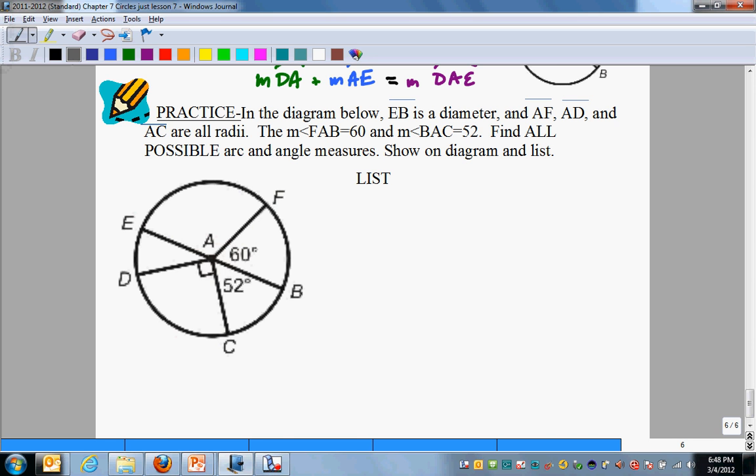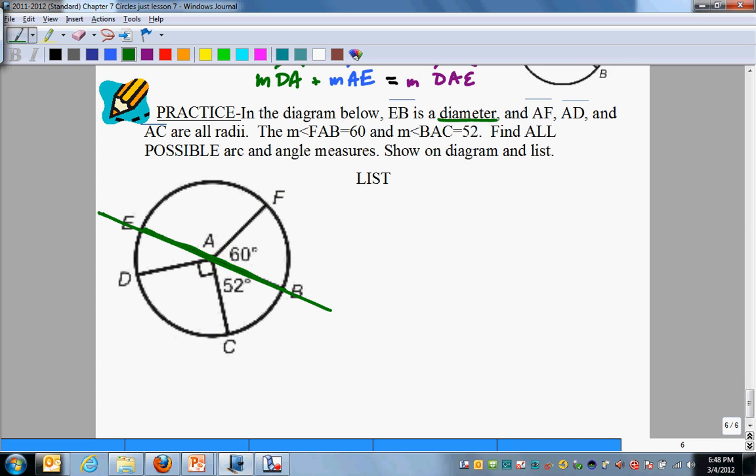Let's take a moment and mark these. It says in the diagram below, EB is a diameter. Whenever you see the word diameter, immediately drag it out beyond the edge of the circle. So here's EB. Always drag it out beyond the edge of the circle. Diameters, drag. Diameters, drag. There's a reason for that. Diameters, drag. Say that out loud.